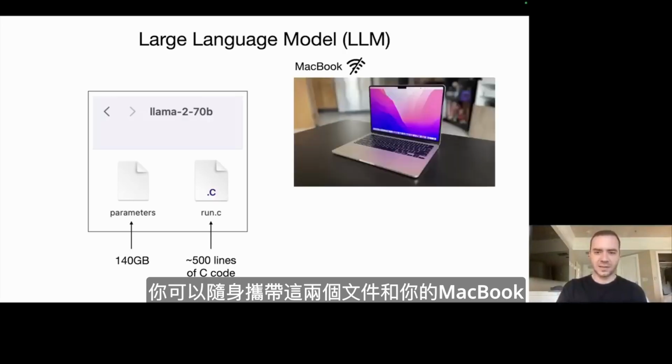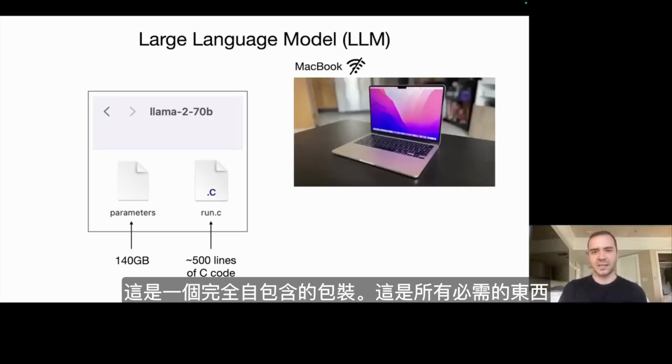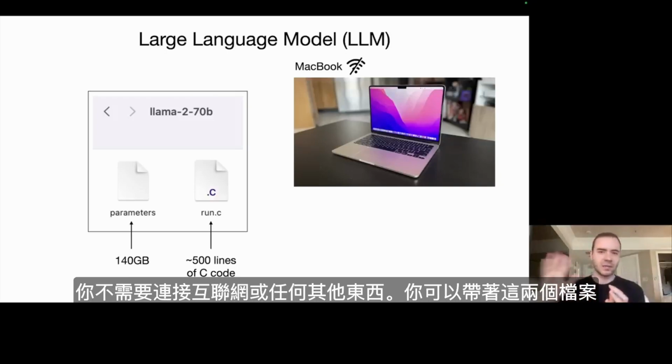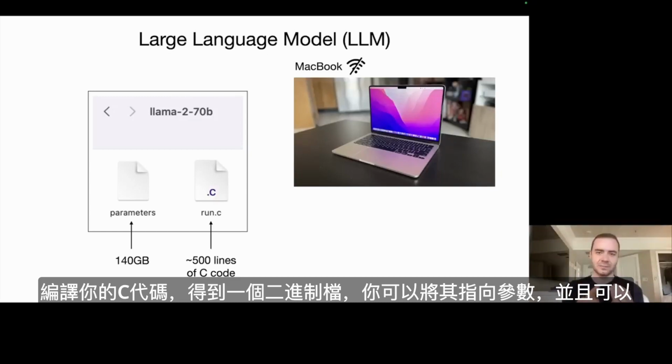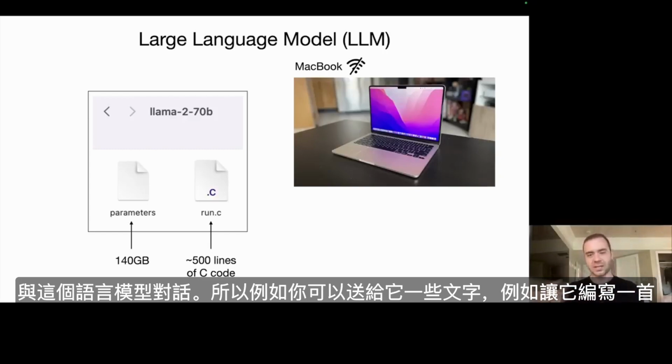You can take these 2 files and you can take your MacBook. And this is a fully self-contained package. This is everything that's necessary. You don't need any connectivity to the internet or anything else. You can take these 2 files, you compile your C code, you get a binary that you can point at the parameters, and you can talk to this language model.